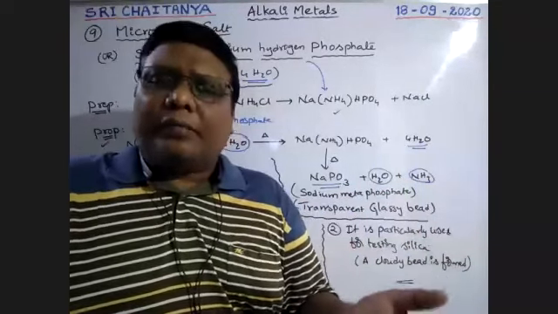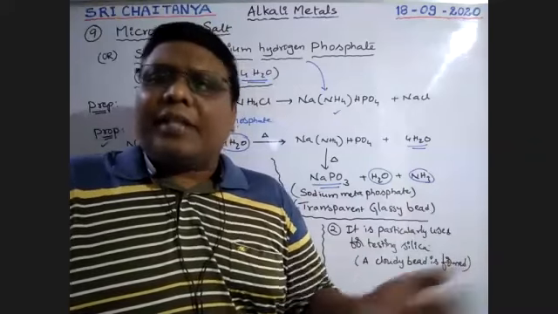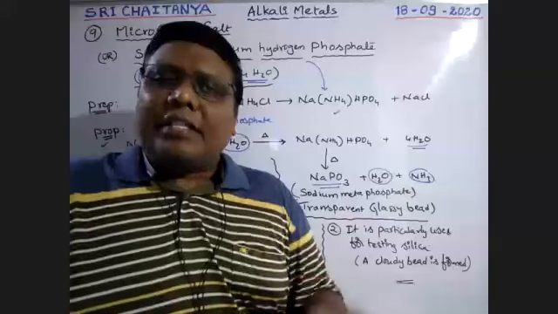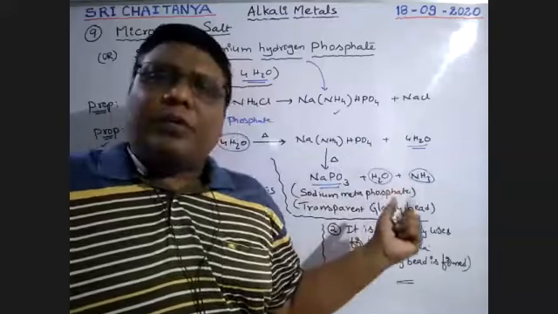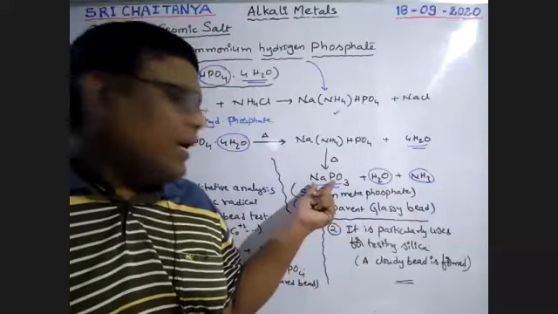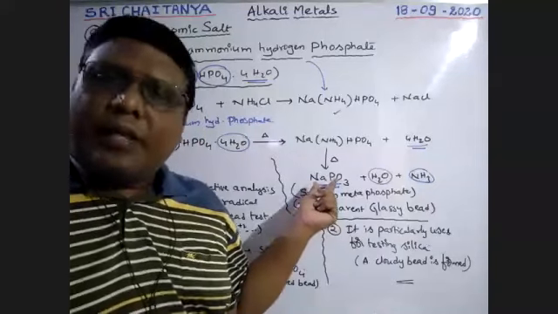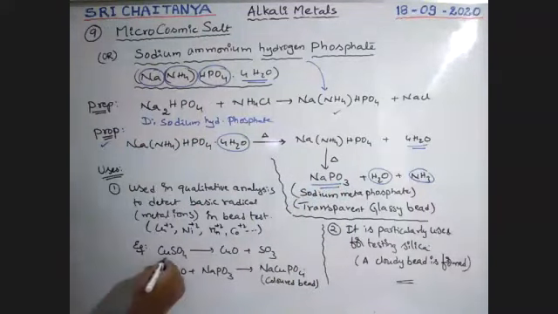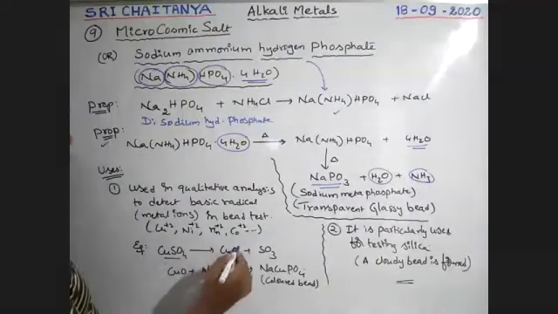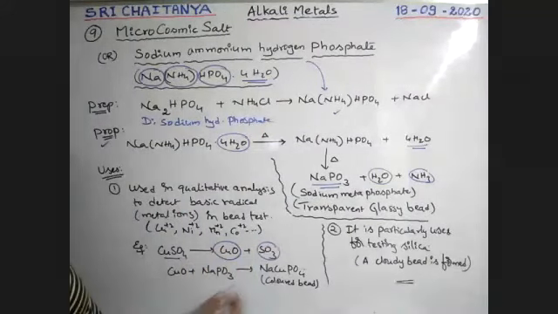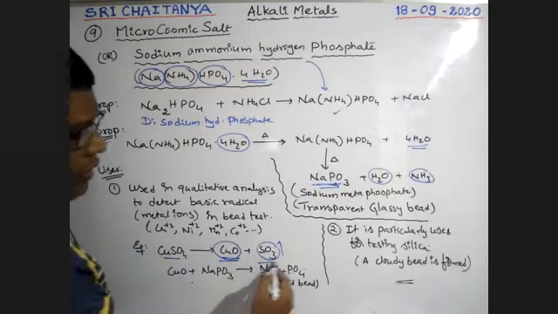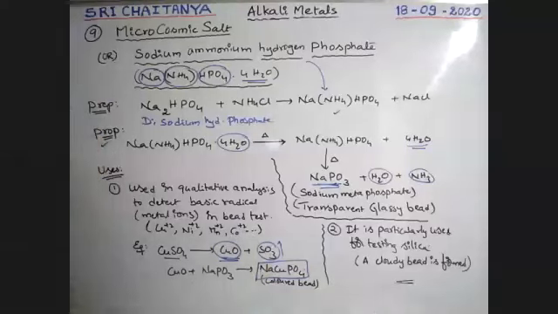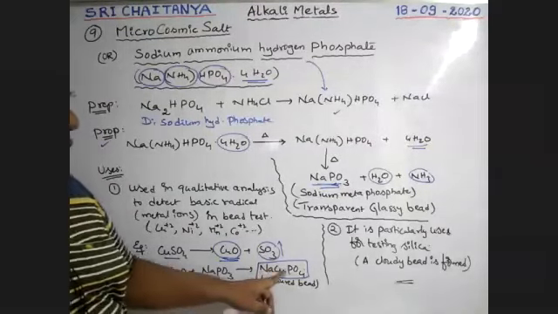For example, if this salt is heated along with a metal salt, such as copper sulfate, manganese sulfate or cobalt chloride, one of these salts is heated along with the microcosmic salt, which forms NaPO3. If a copper salt is heated along with it, CuSO4 is converted into CuO and SO3. The SO3 is a gas and escapes out. The CuO and NaPO3 combine to give NaCuPO4, that is sodium cupric phosphate.